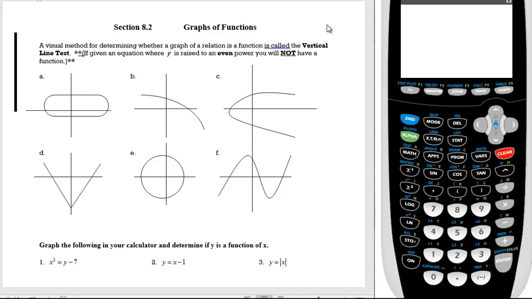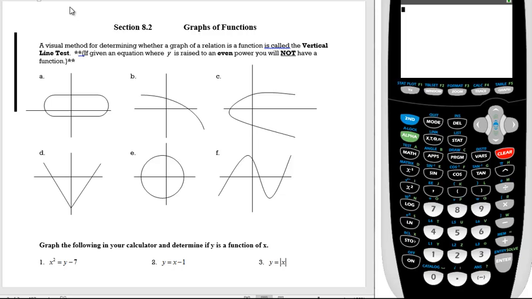This is section 8.2, graphs of functions. Remember I said we were going to mainly stay with functions, but we've got a visual method for determining whether a graph of a relation is a function, and it's called the vertical line test.